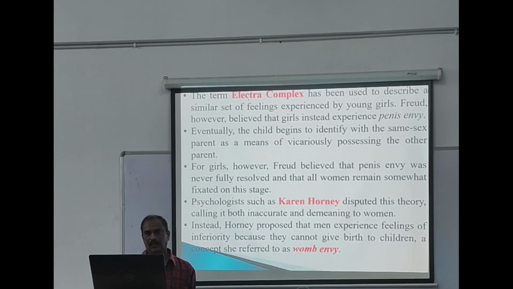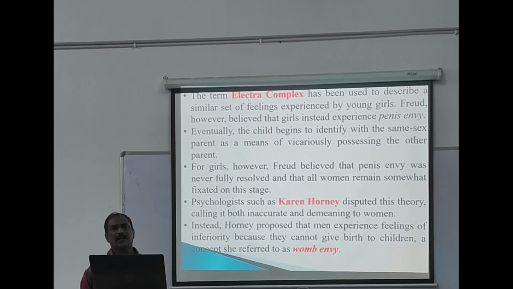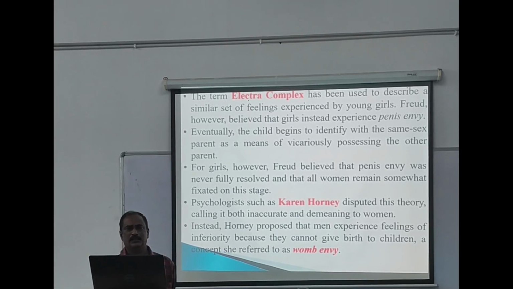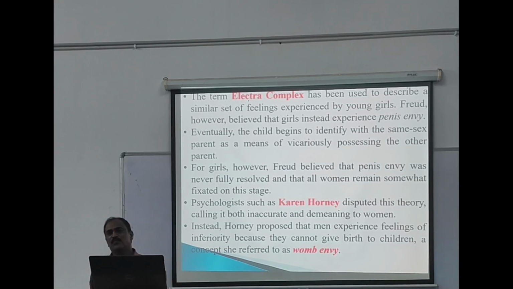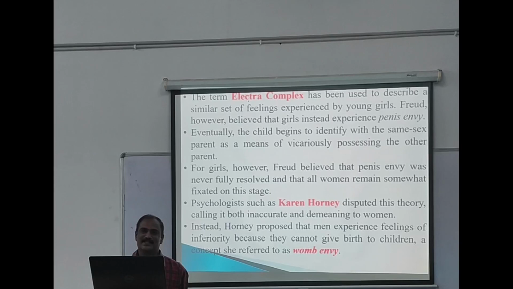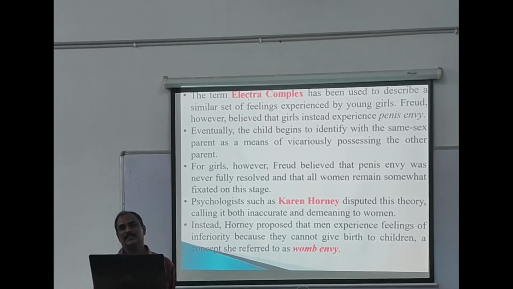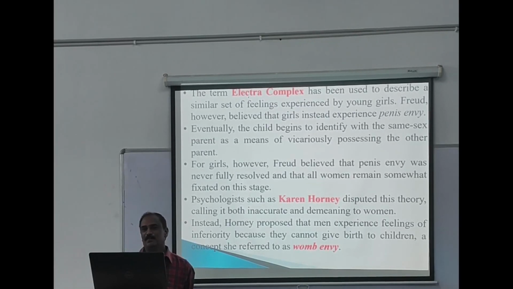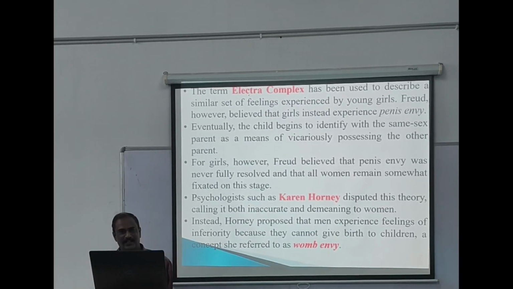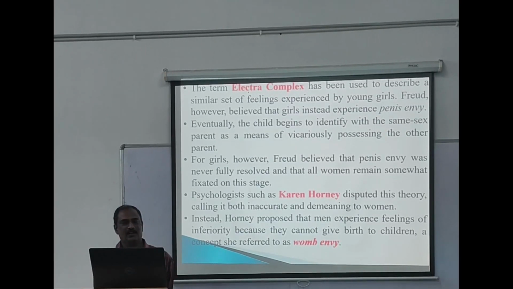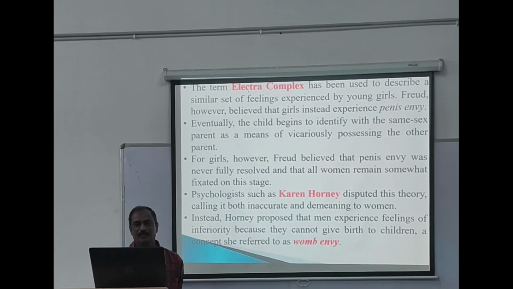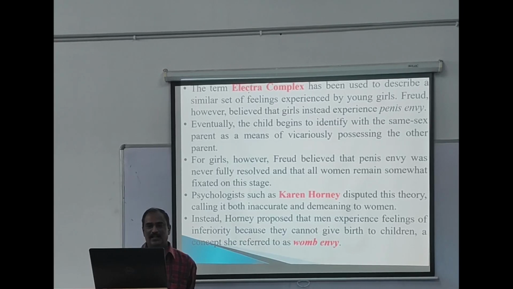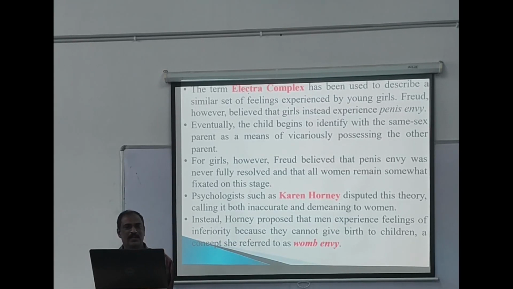When coming to girl babies, the term is Electra complex. Electra is the name of a girl in whom psychologists observed this type of complex. And Oedipus is the name of a boy in whom this complex was identified first by the psychologists. So that complex is called the Oedipus complex, and this complex is called the Electra complex. The term Electra complex has been used to describe a similar set of feelings experienced by young girls.